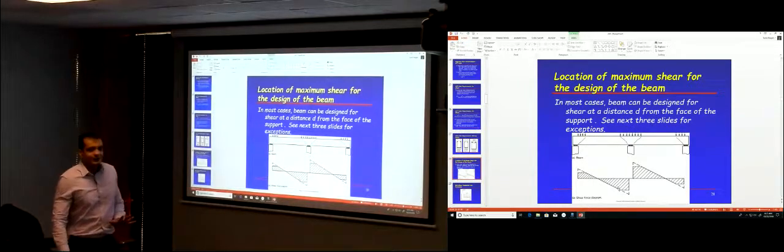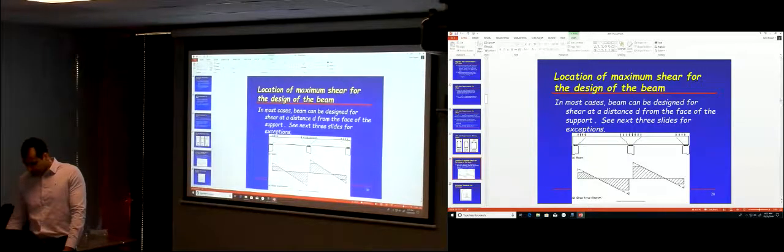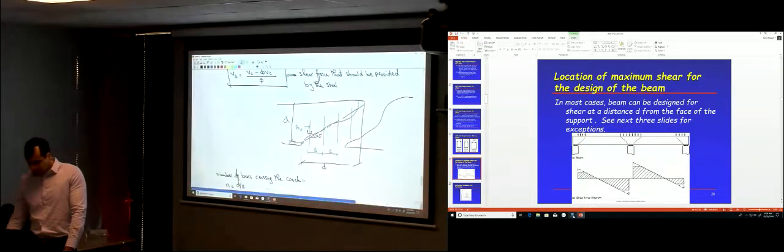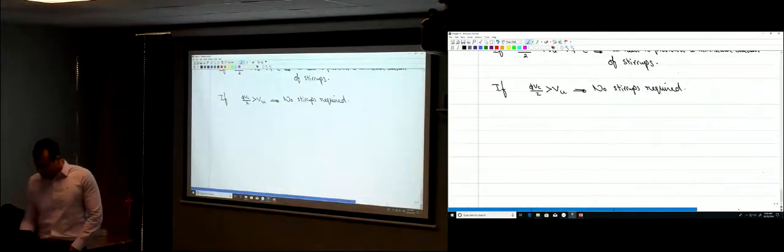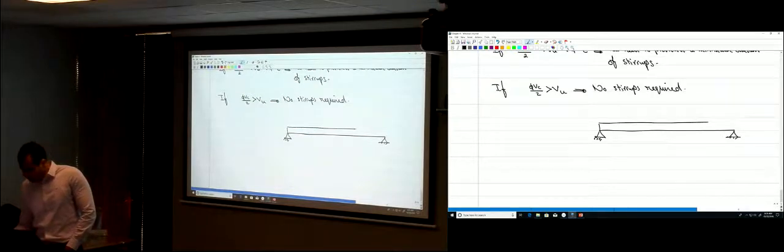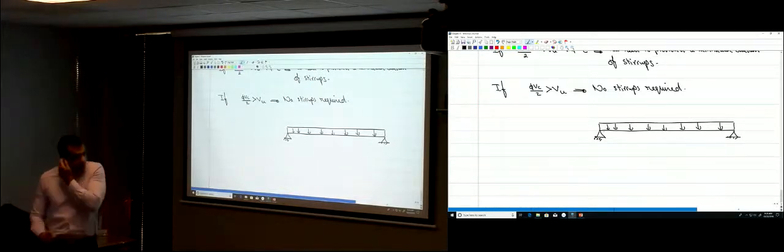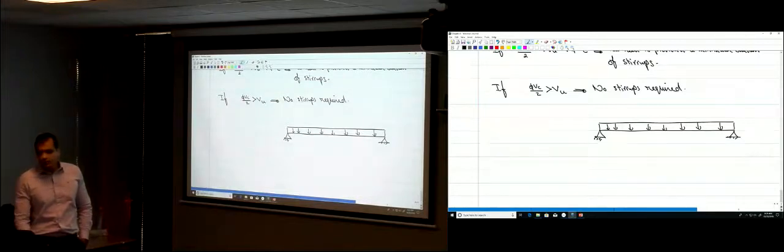Okay, so now when you design your beam, let's go here, let's draw this. You have a beam that looks like this. Let's say with some uniform load, the easiest case. You want to design this beam for shear. You need to find the stirrups required to resist the given shear.